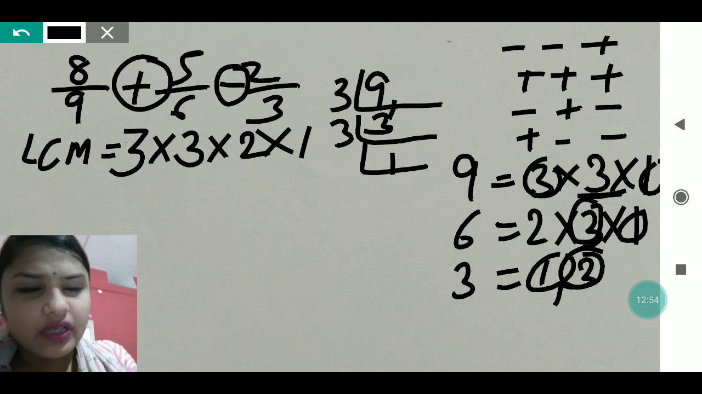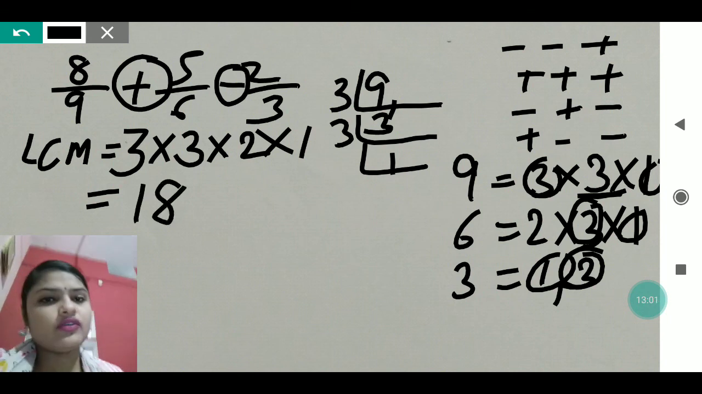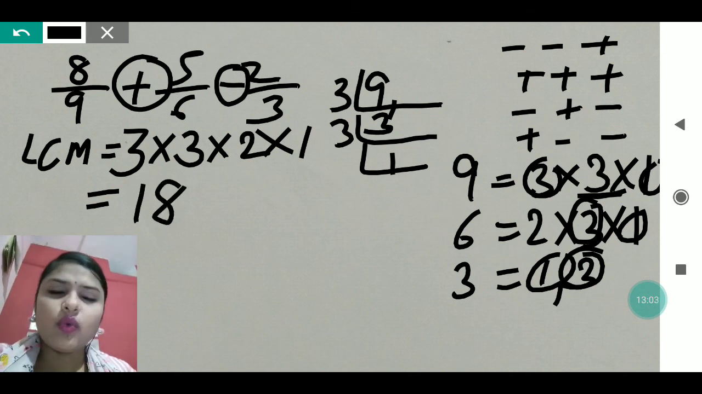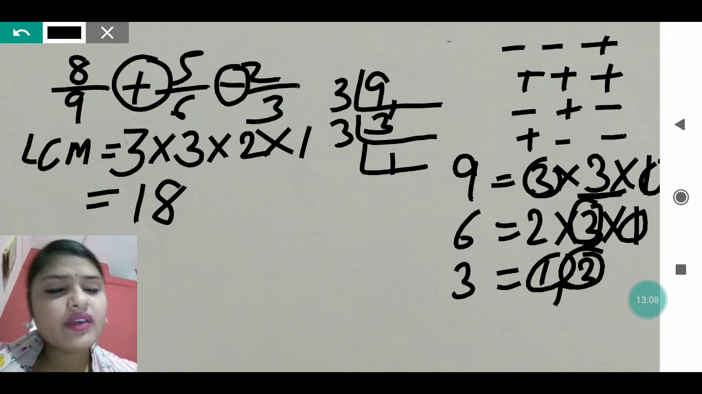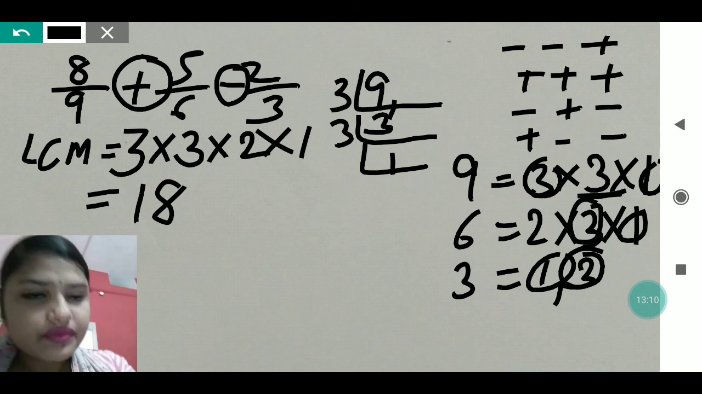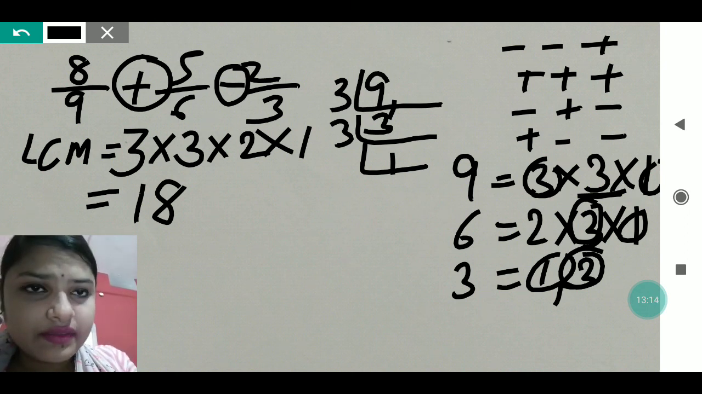Now find the LCM. 3 3s are 9. 9 2s are 18. And 18 into 1 will be 18 only. Now what will you do? Just see.